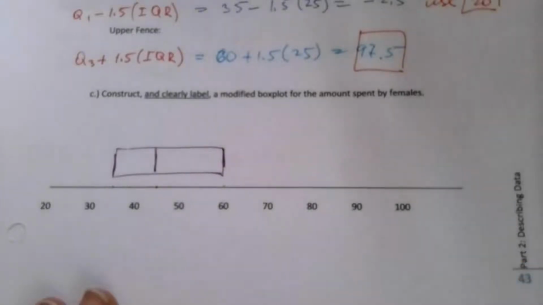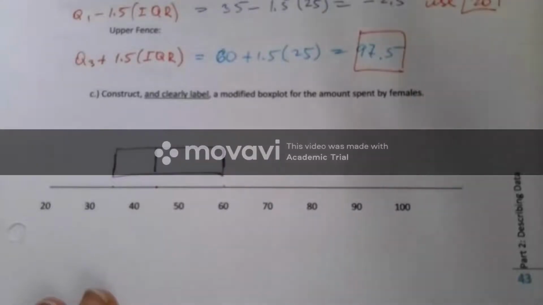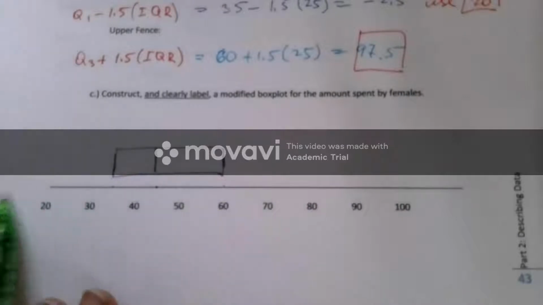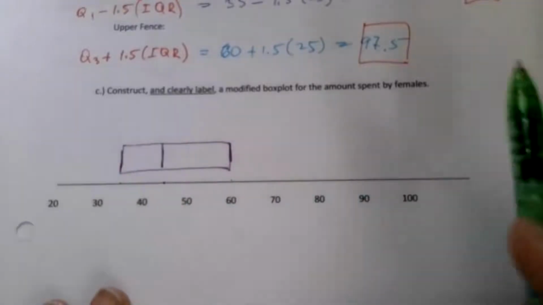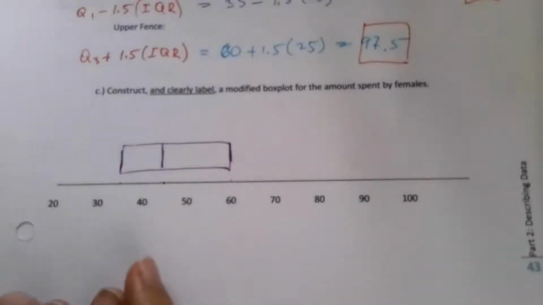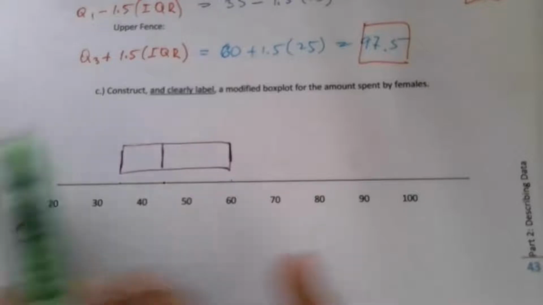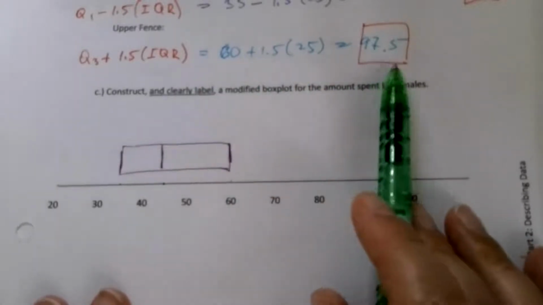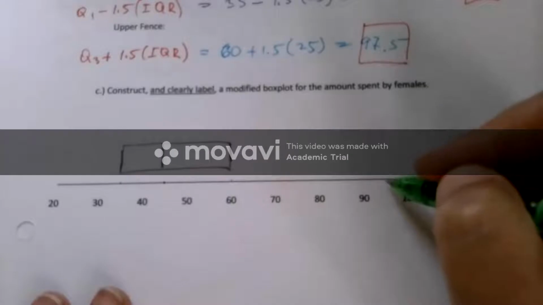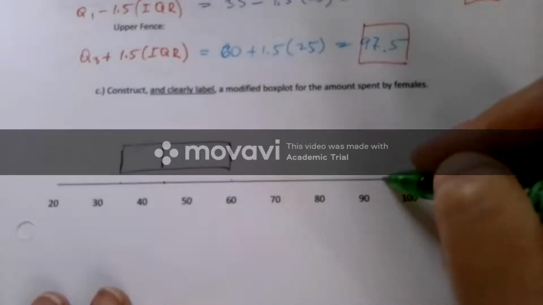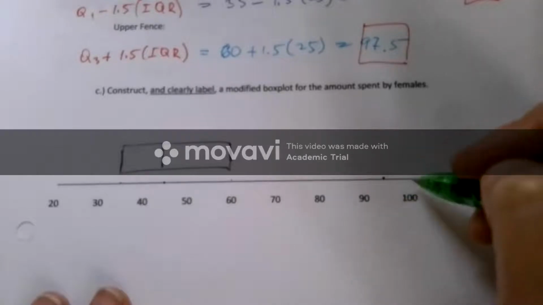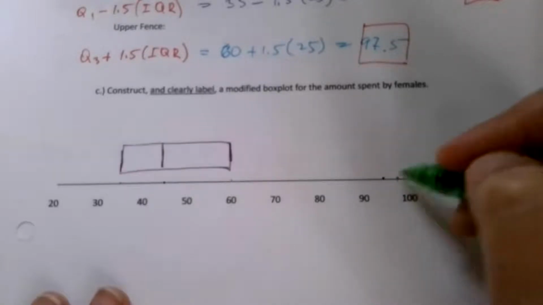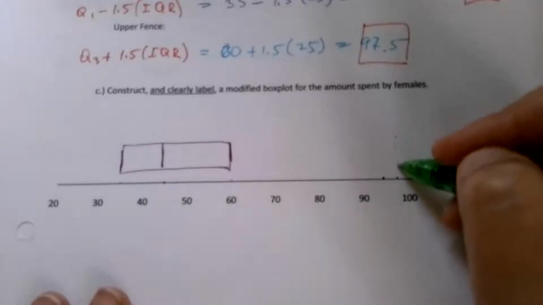Now for our fences, let's mark our fences. So the first fence was negative 2.5. Well, it's way on the left side here. We don't have any values there, so we're not worried about that one. Now for the upper fence, we have 97.5. So it's halfway between 95 and 100, halfway. So our fence would be right here.